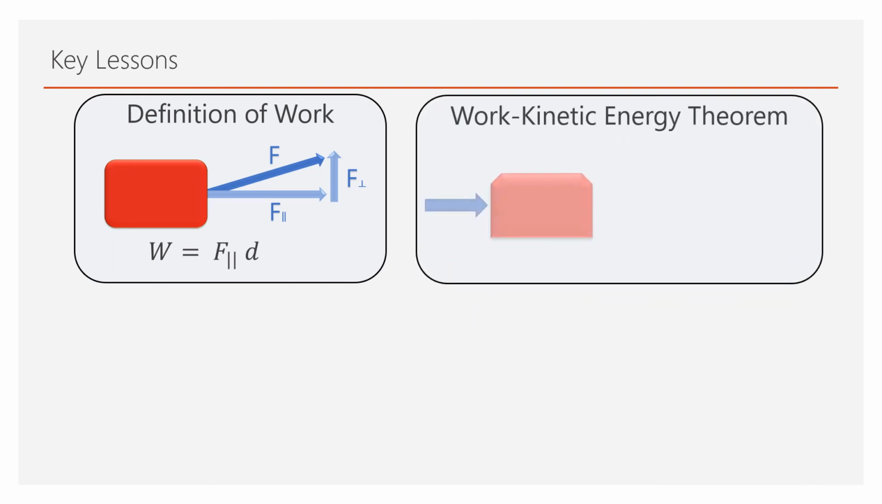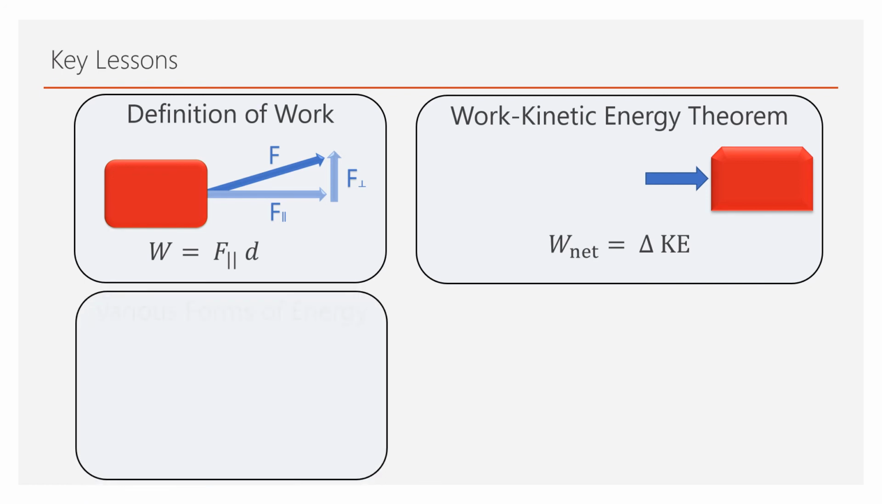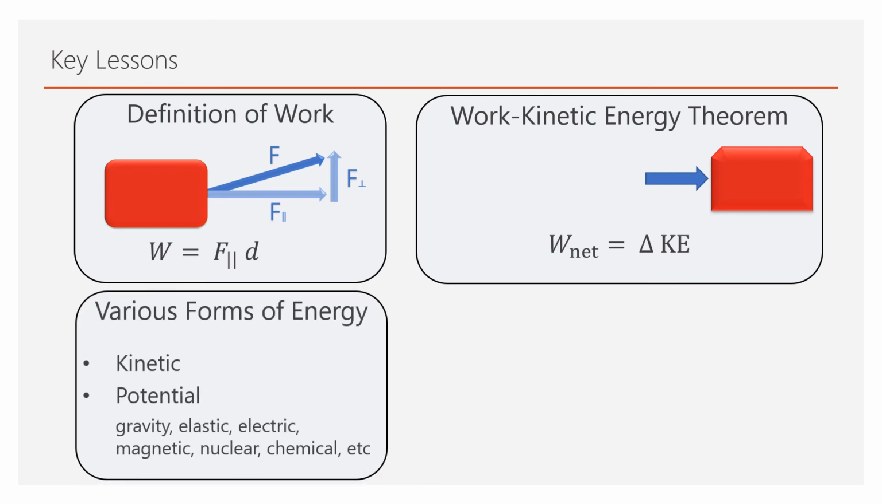Then we saw the work-kinetic energy theorem. That is, the net force acting on an object does net work on that object. And the amount of work that is done is equal to the change in that object's kinetic energy. We saw that there are various forms of energy. There's kinetic energy, which is associated with the motion of an object. There's potential energy, which is energy stored in the configuration of a system.